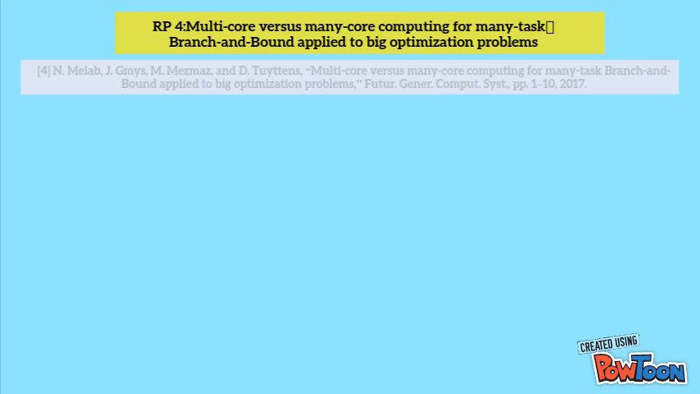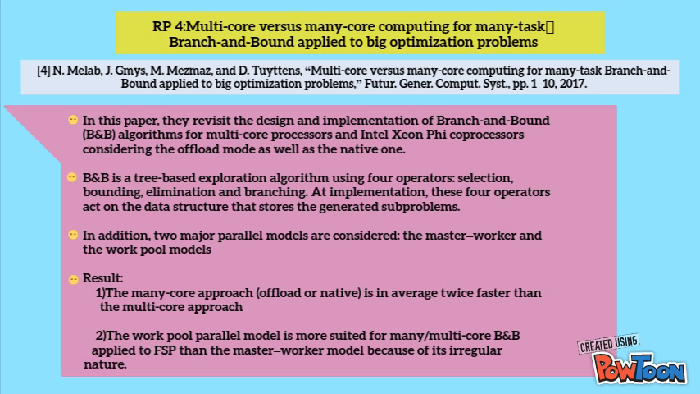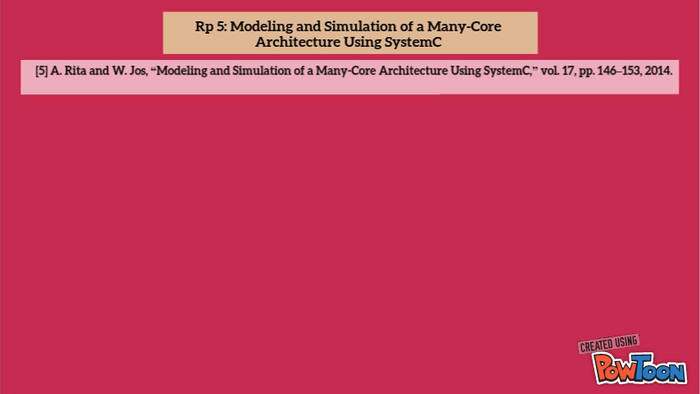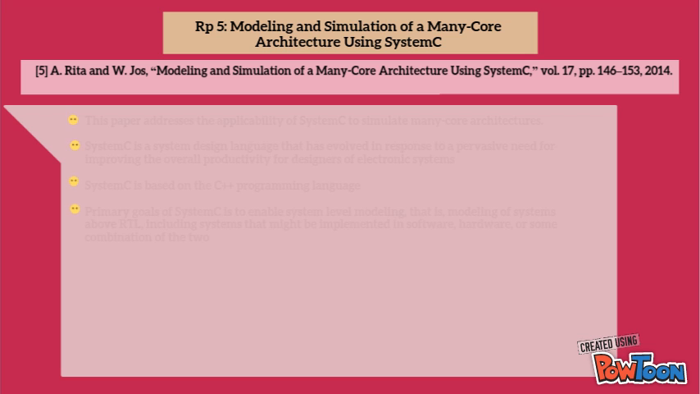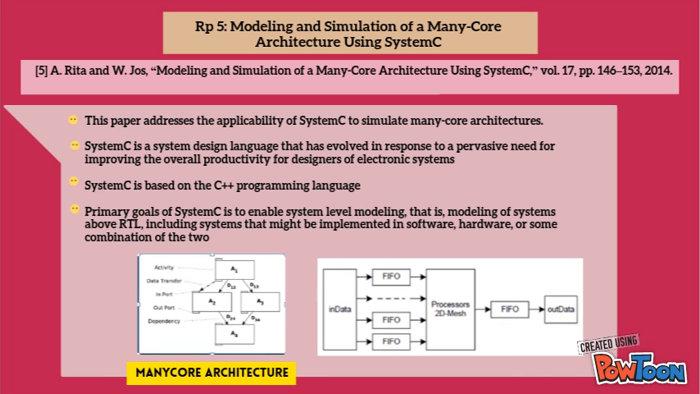Review Paper 4: Multi-core versus many-core computing for many-task branch and bound applied to big optimization problems. They revisit the design and implementation of B&B algorithms for multi-core processors and Intel Xeon Phi processors, considering the offload mode as well as the native one. Two major parallel models are considered: the master-worker and the worker pool. Modeling and simulation of a many-core architecture using SystemC: this paper addresses the applicability of SystemC to simulate many-core architectures. SystemC is a system design language that has evolved in response to a pervasive need for improving the overall productivity for designers of electronic systems.